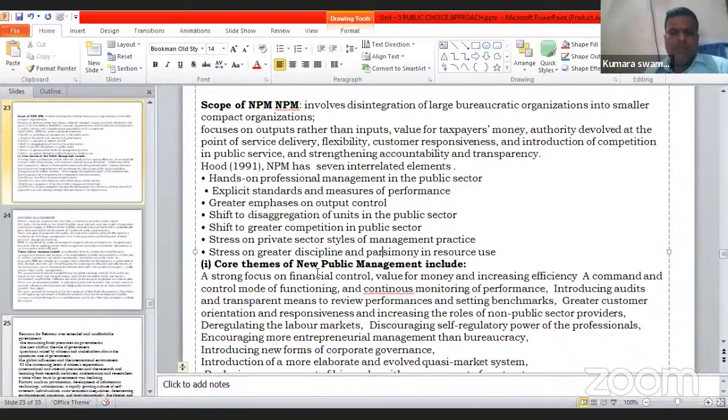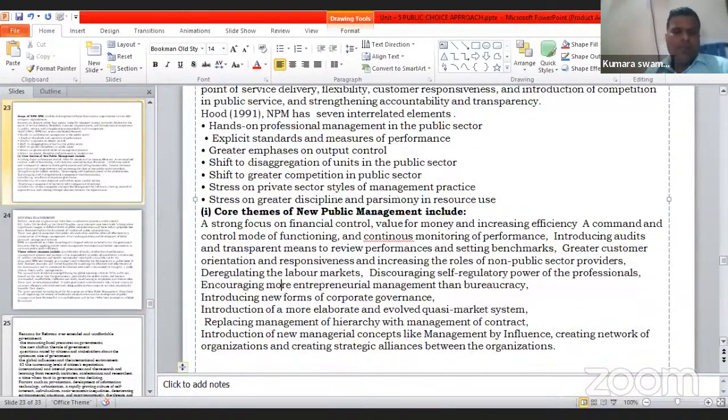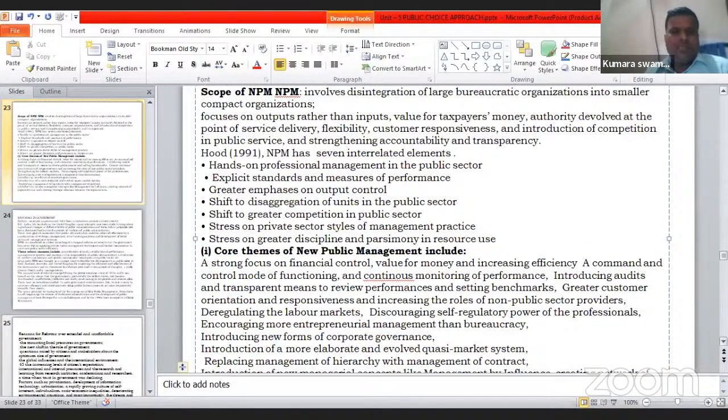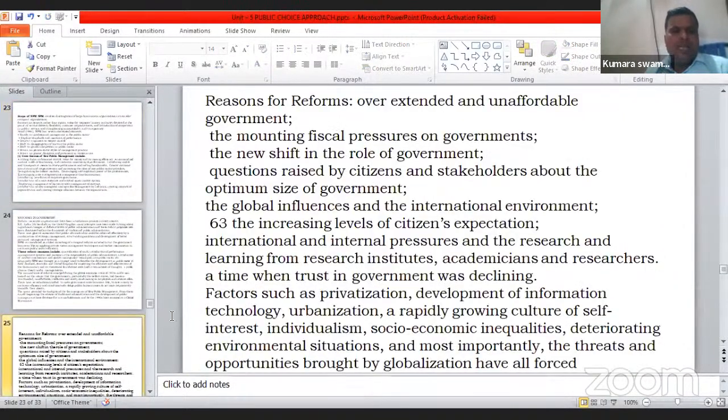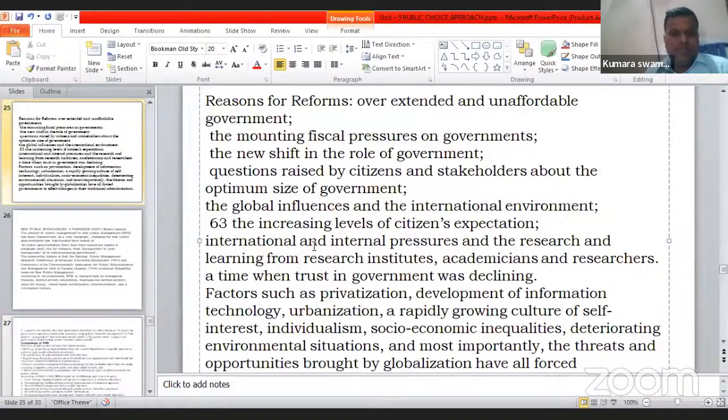And the core themes of new public management we are discussing here are, for example, self-regulatory powers and a greater consumer orientation. They encourage entrepreneurial government and introduce new forms of corporate governance. They want to introduce and evolve a quasi-market system and replace management hierarchy with management by contracting. So these are a few aspects of the scope of new public management and the reasons for it. There are different reasons that come under new public management.